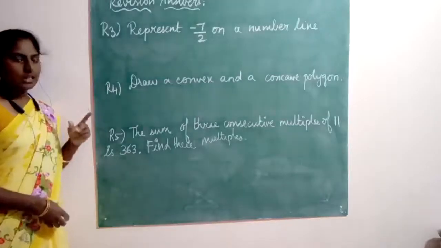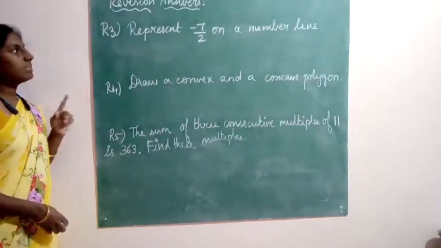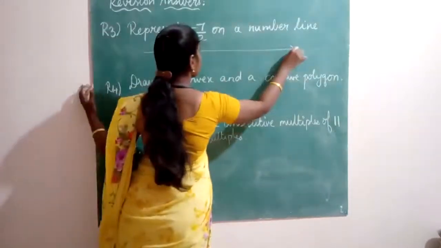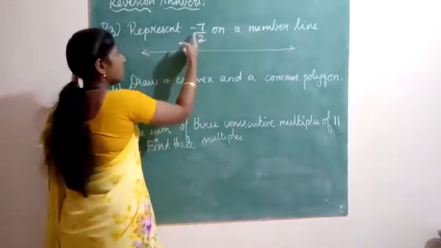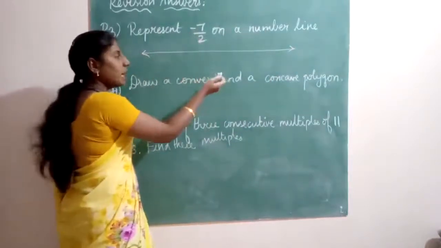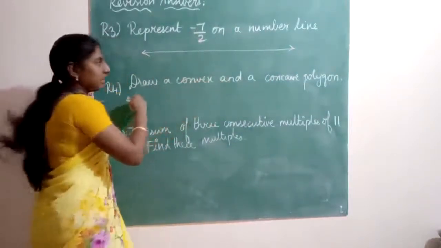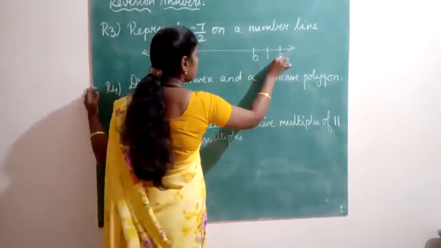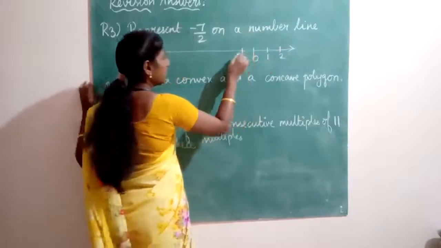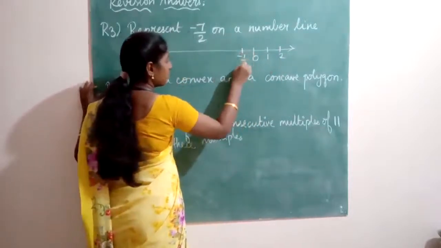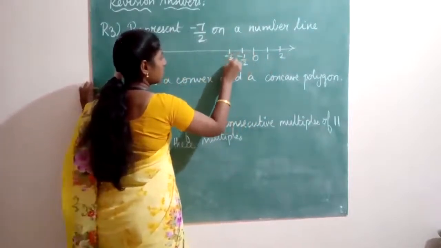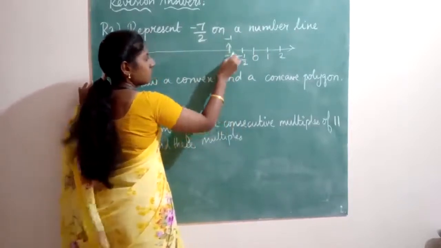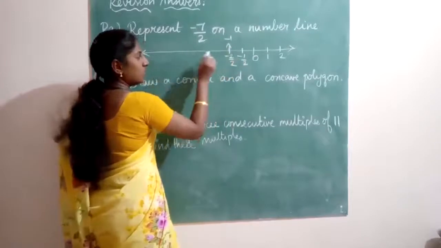Next is the third one. Here we have to represent minus 7 by 2 on a number line. Just draw a number line, and here it is minus 7 by 2. We have to leave more space on the left hand side. Draw 0, and here 1, here 2, like that. Here you will start from minus 1 by 2, minus 2 by 2, and this is nothing but minus 1. 2 and 2 get cancelled and only minus 1 is left.